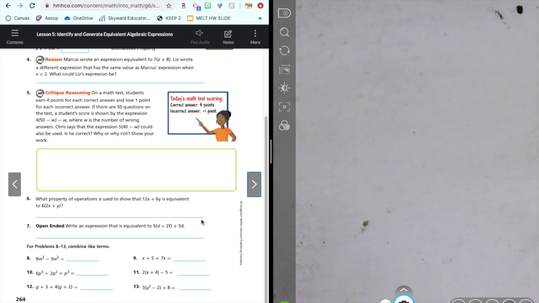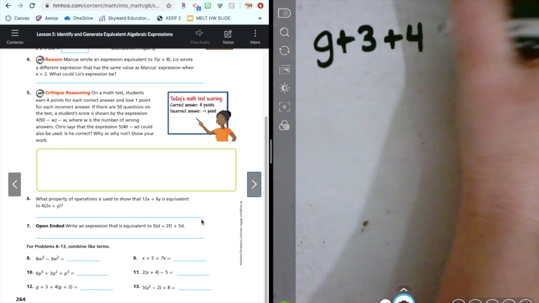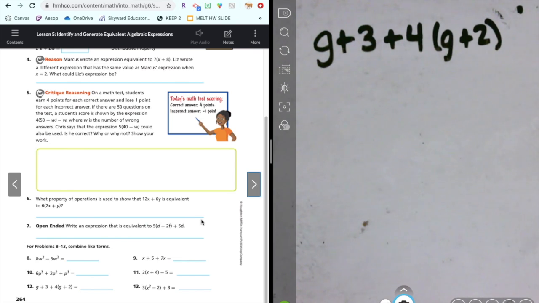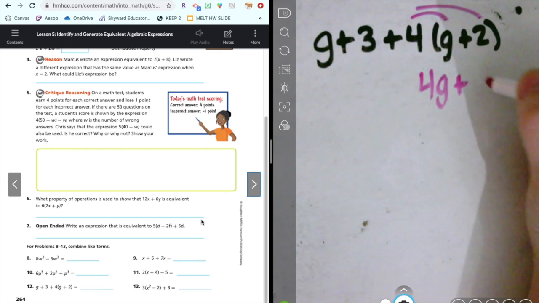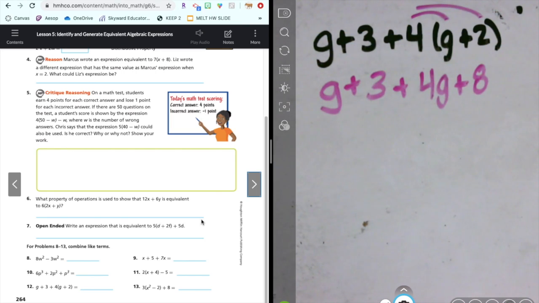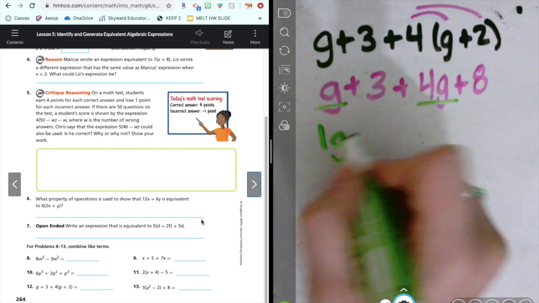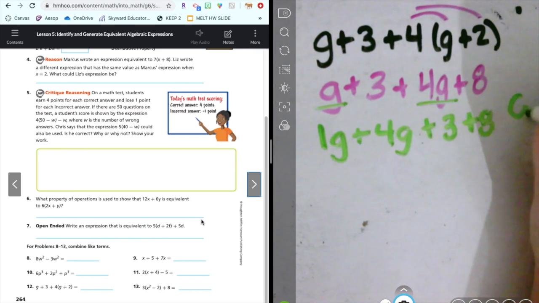Let's do this one. g plus 3 plus 4 times g plus 2. Okay, so when you see ones like this, where it has the distributive property, we need to do that first. So we'll distribute our 4. 4 times g plus, what's 4 times 2? 8. Okay. I see g and g, so I'm going to move it so that my g's are next to each other. The commutative property.